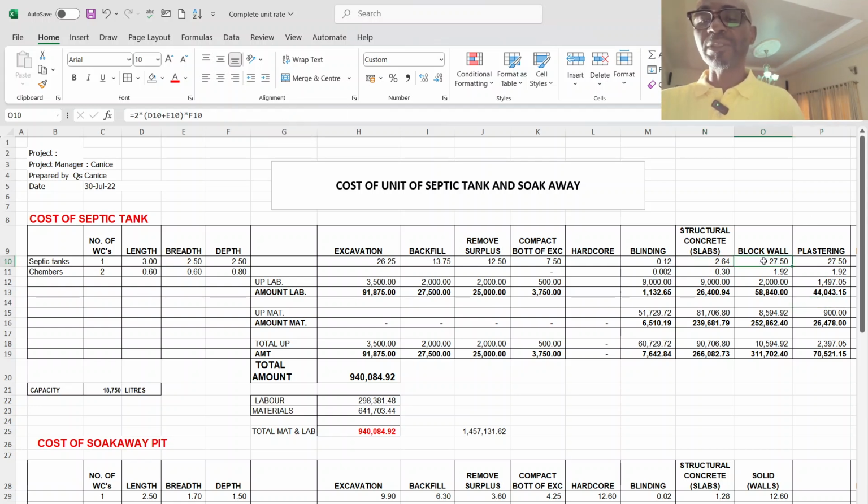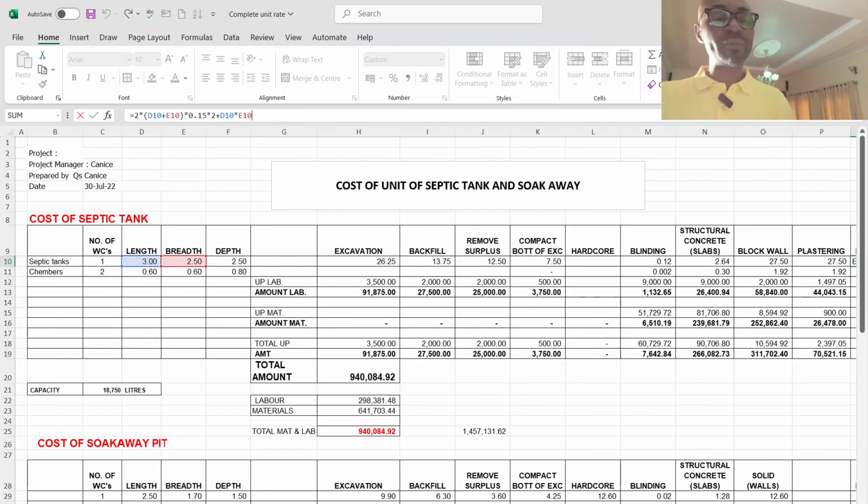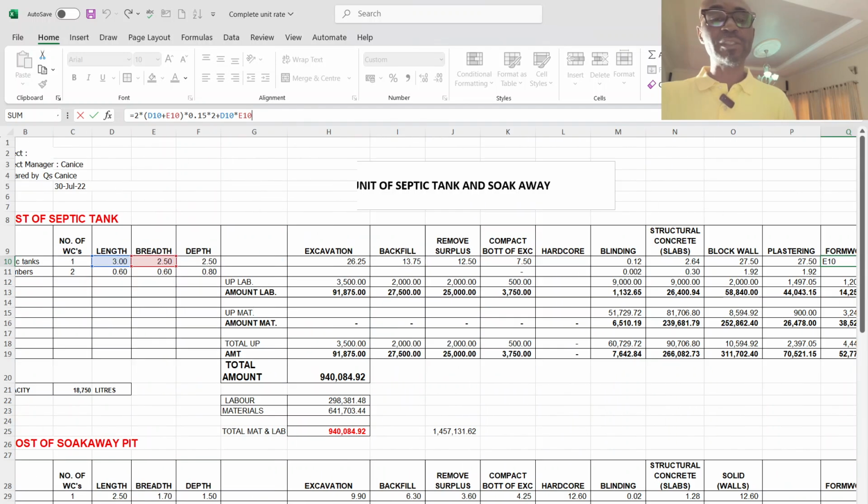Then the block work is the perimeter multiplied by the height. Then the plastering, the same thing. Then the formwork is now the edges of the bottom slab, then the surface of the top slab and the edges. That is the formula you're seeing. That is the formula I have picked from all of this.